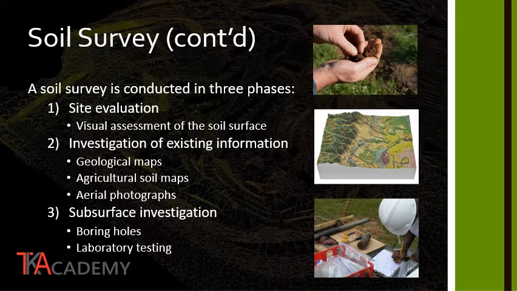The second phase is the research and investigation of existing information. This can be obtained in resources such as geological maps, agricultural soil maps, and aerial photographs. The first 2 phases pertain to soil information that can be obtained at the surface. But what is probably more important is the information that cannot be seen, that which is underneath the ground surface. To obtain this information, the geotechnical engineer must undergo the subsurface investigation phase. This information is obtained by drilling boring holes into the ground, taking soil samples, and performing laboratory testing on the soil samples.